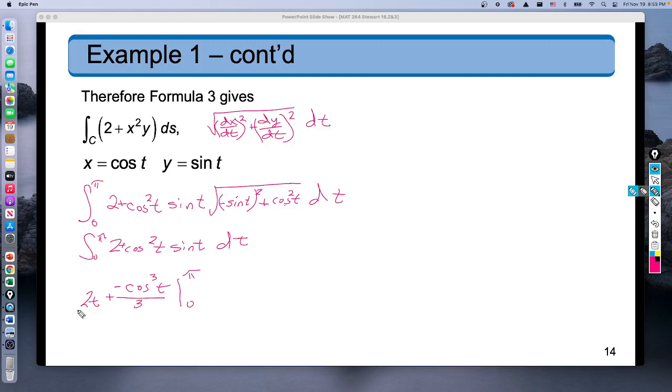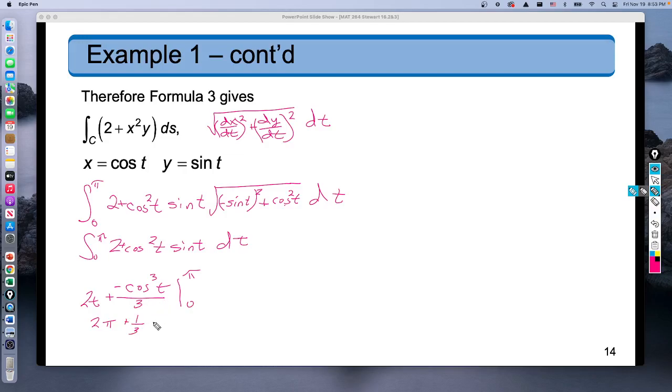And that's our integration. We'll check it over there, but if we put in the top end, we end up with 2 pi. We put pi in here. Cosine of pi is -1. Cube it, it's still -1. -1 times -1 is +1. So we get a 1/3 there.